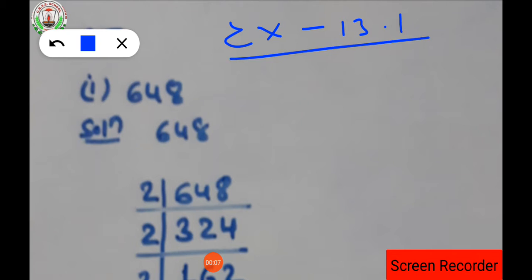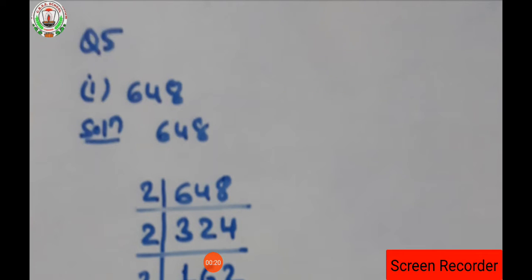Today we are going to see exercise 13.1, question number 5. In the previous video we had already completed questions 1, 2, 3, 4, isn't it? So in this video we are going to see questions 5, 6, 7 and 8. Dear students, question number 5 says: express each of the following as a product of powers of their prime factors. This question is the same as question number 3.